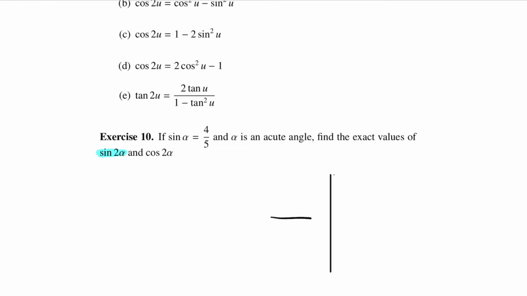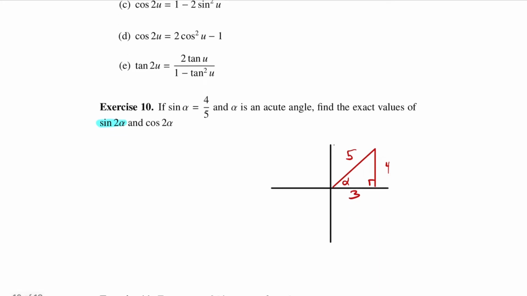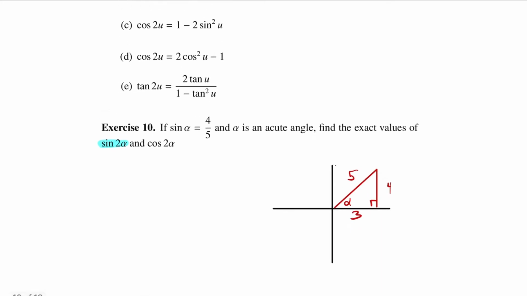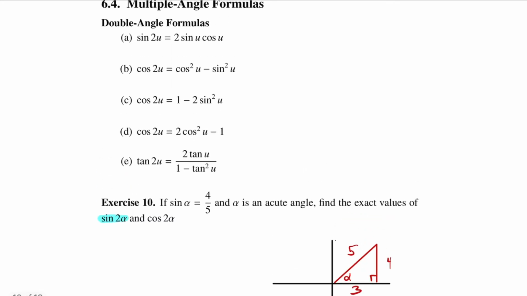So let's first draw our angle in quadrant 1 since the angle is acute. So an acute angle would be in quadrant 1. There's a 90-degree angle. There's alpha. The ratio is 4/5. That's opposite over hypotenuse. This is a 3, 4, 5 triangle. You can verify that using the Pythagorean theorem. Now that we have the three sides labeled, now we can find out what sine 2 alpha is.